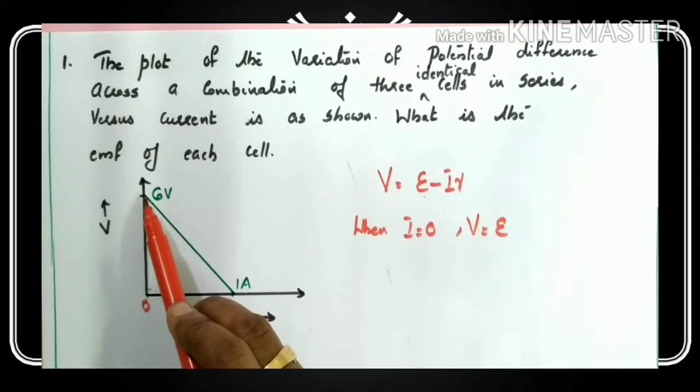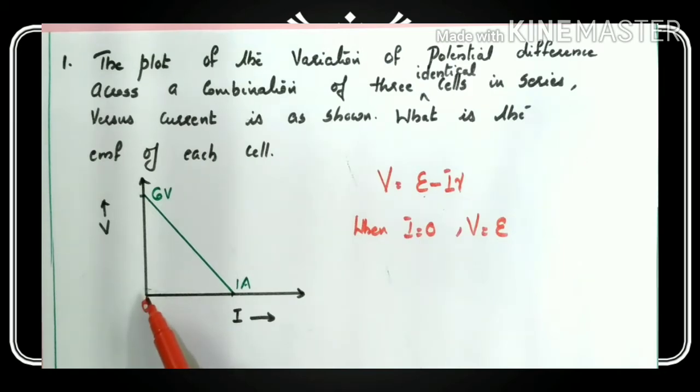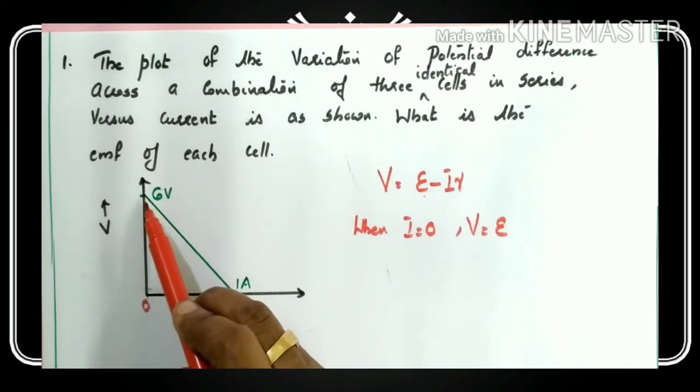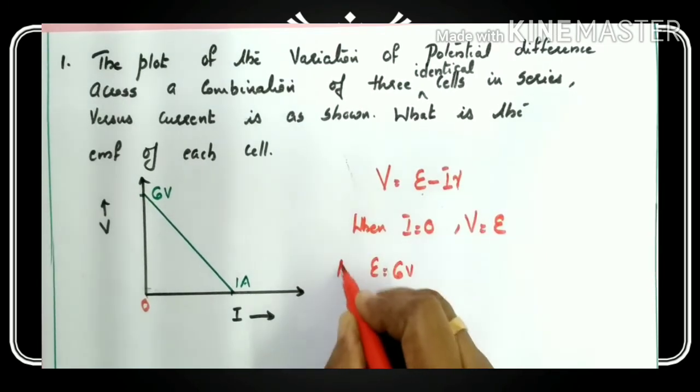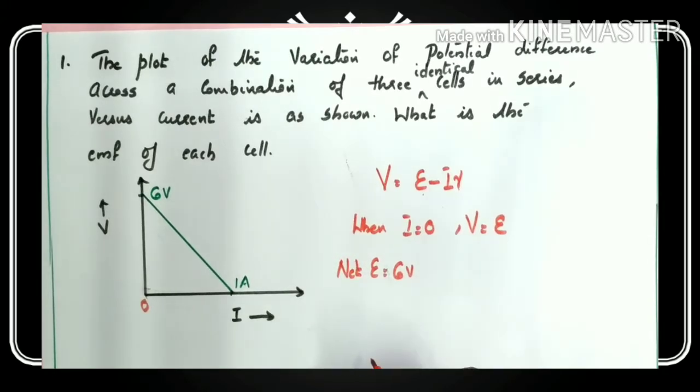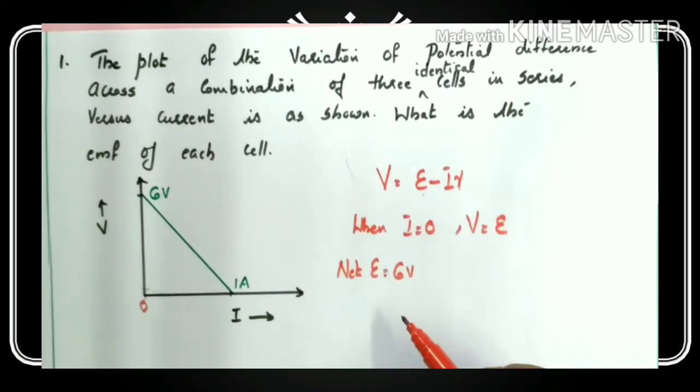So, what is the potential difference or EMF? EMF equals 6 volt. So, at this point current equals 0, so net EMF equals 6 volt. That is the total EMF, net EMF. Okay. So, three identical cells are given.